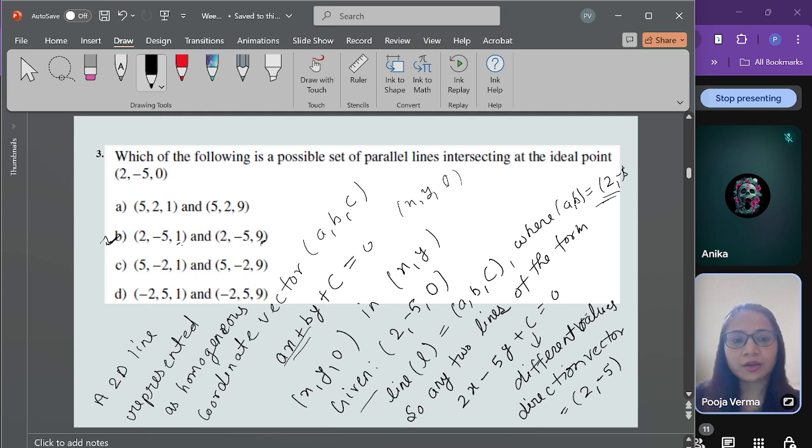So the line that we can represent as a comma b comma c, where a comma b is the direction vector. So already we know that here a comma b, that direction vector, is 2 minus 5, and any two parallel lines in the form of this homogeneous equation can be represented by 2x minus 5y plus c, and c can have different values. So that's why the direction vector is this, and c can have different values. So we just have to match 2 minus 5, and c can have different values. Okay, so that's why option C is the correct answer for this question.